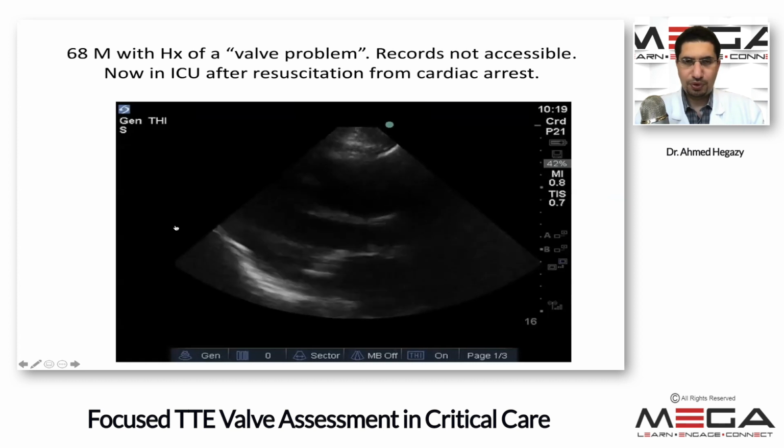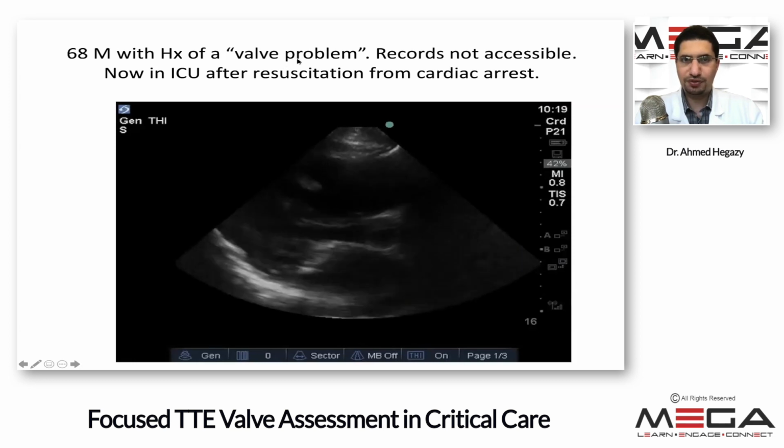Okay, really quick here, I got a 68-year-old gentleman with a history of a valve problem. So this was a patient that came to us here in London, Ontario. He was an immigrant from Africa, and he, on history, said, I had a valve problem, but we had no medical records to understand what this valve problem was. And while we were assessing the patient, he actually sustained a cardiac arrest.